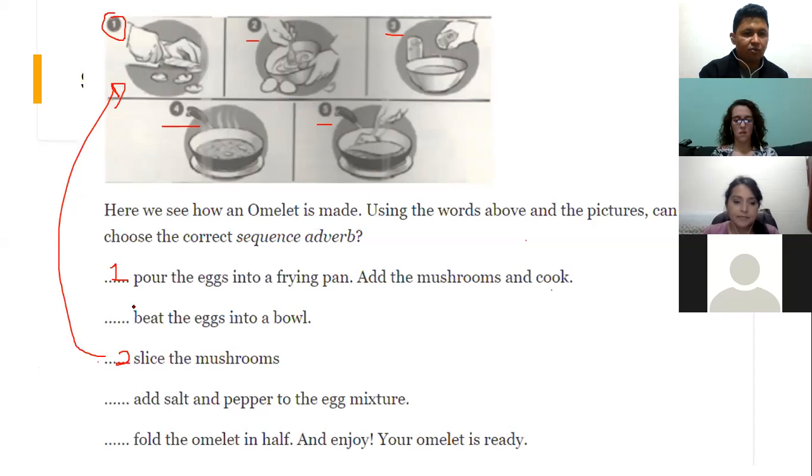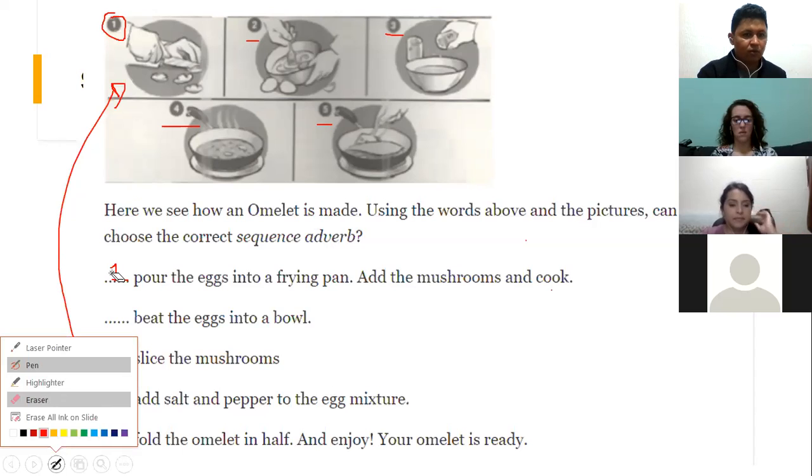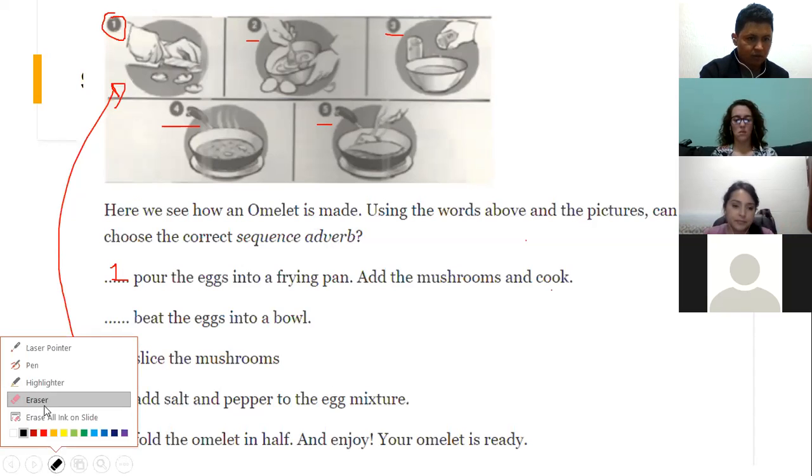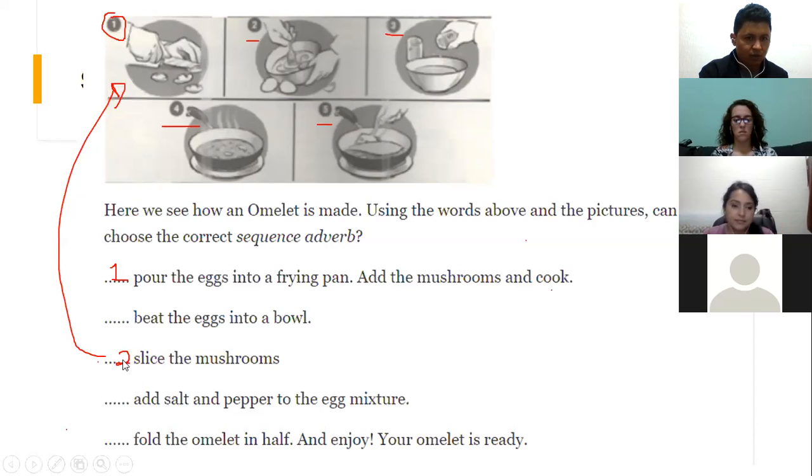So what would be the first one over here, if you can help us? Just so we can be on the same page. Hold on, let me just erase this. I don't think it's possible on my screen, but let's see what I can do. Sorry about that. So the first one would be, Nati, you said? Slice the mushrooms. All right, so this one is right. Slice the mushrooms will be the first one.